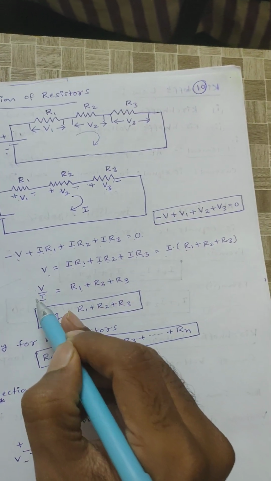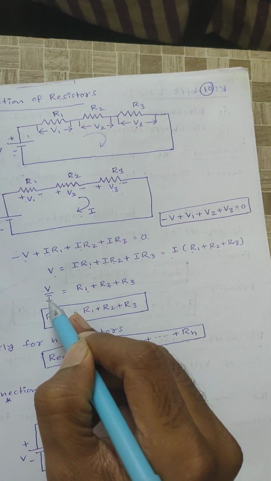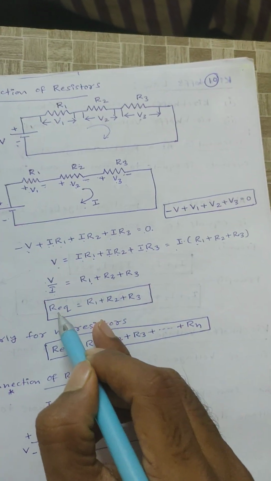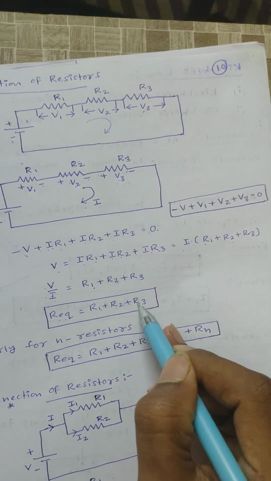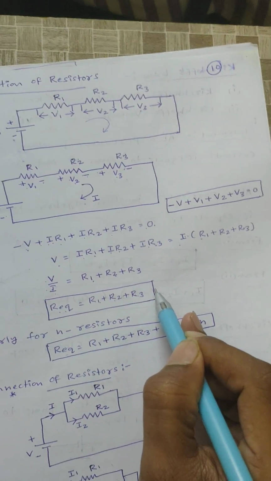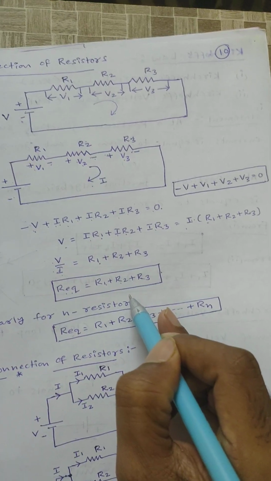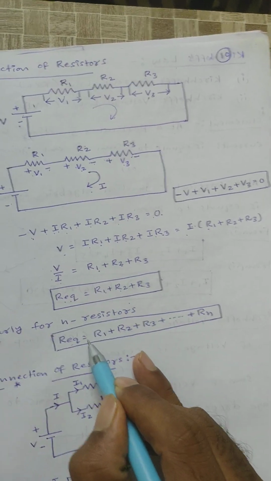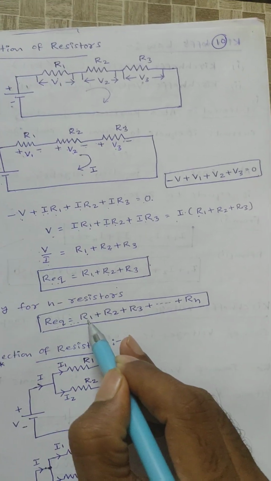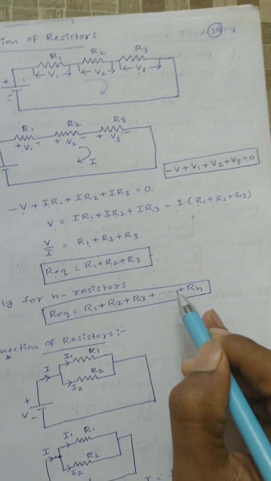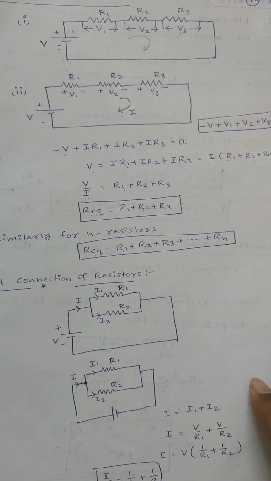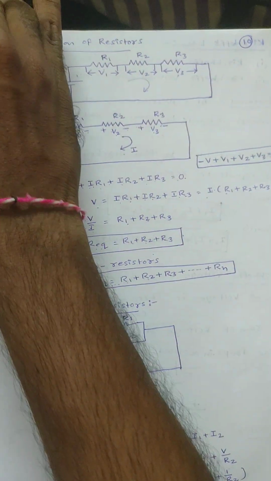We already know from Ohm's law that V by I is nothing but R. So the total equivalent resistance R equivalent is equal to R1 plus R2 plus R3. This is for 3 resistors. For n resistors, the equivalent resistance formula will be R equivalent is equal to R1 plus R2 plus R3 plus so on up to Rn. That is the equivalent resistance in case of series connection.